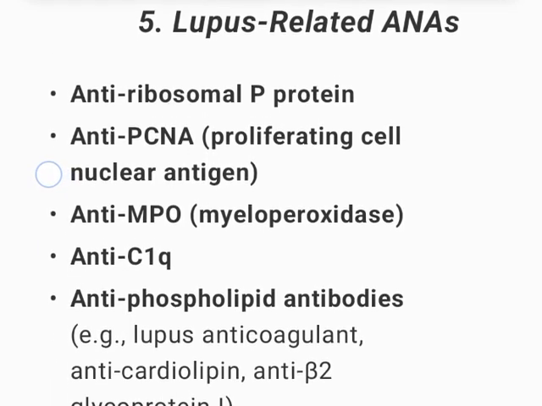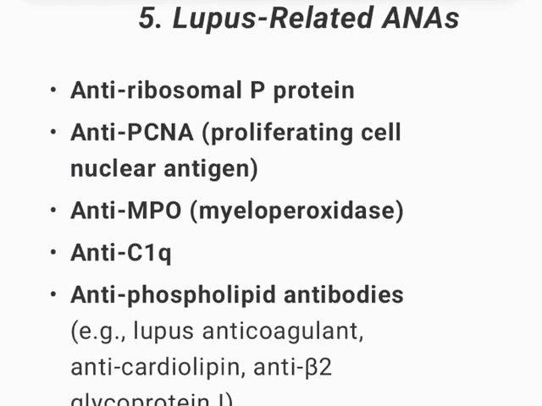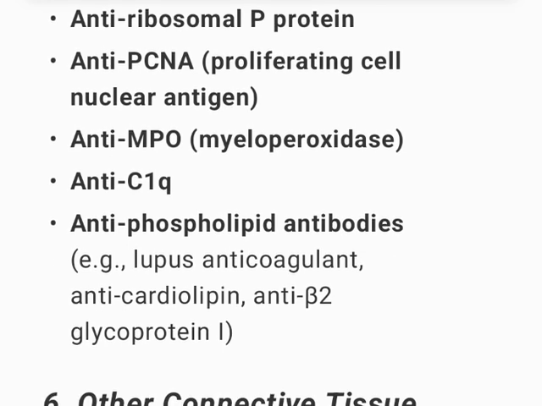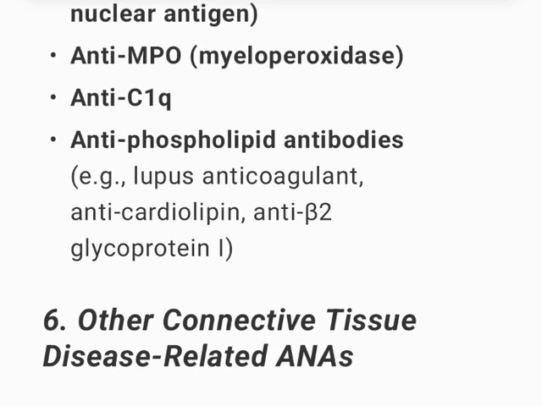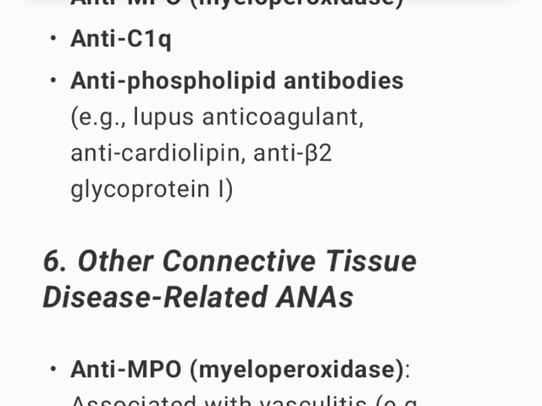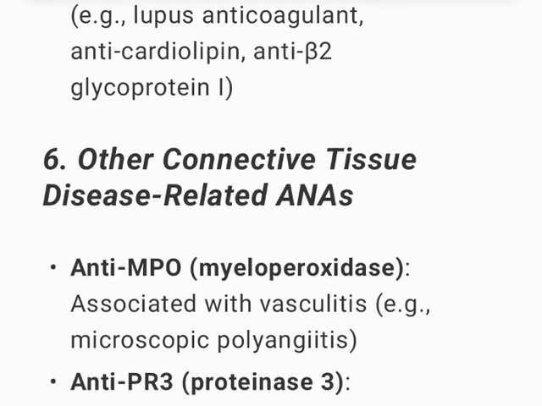5. Lupus-related ANAs: anti-ribosomal P protein, anti-PCNA, proliferating cell nuclear antigen, anti-MPO, myeloperoxidase, anti-C1q, antiphospholipid antibodies, e.g., lupus anticoagulant, anti-cardiolipin, anti-beta-2 glycoprotein 1.